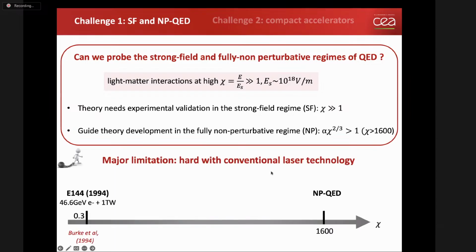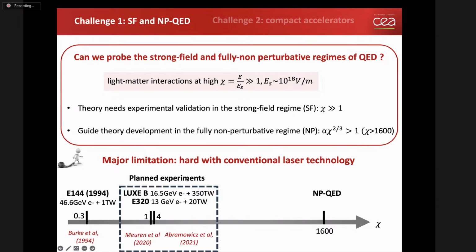Obviously, reaching a field comparable to the Schwinger field will require a very intense light source. This has been the major impediment so far to reaching those regimes. If we look at what has been achieved, the most famous experiment is the so-called E144 experiment that was performed at SLAC in 1994, where they collided a 46 GeV electron beam with a terawatt class laser, and they could achieve, in this particular configuration, a chi parameter of around 0.3.